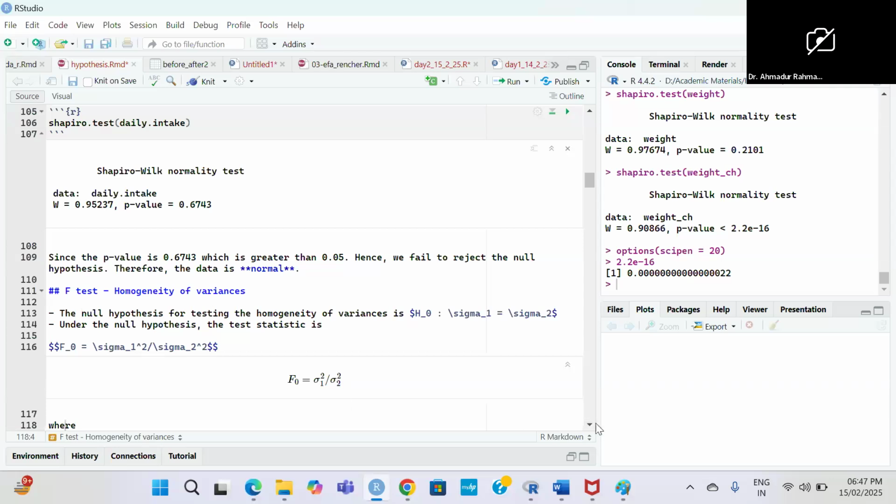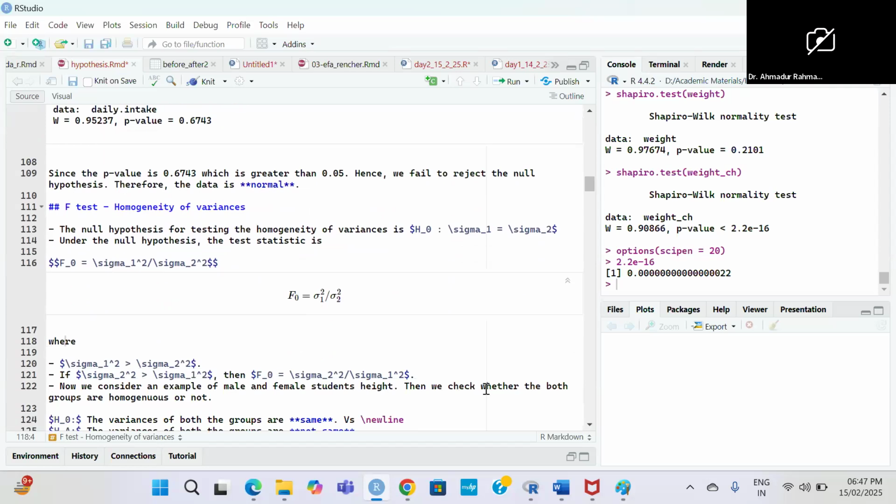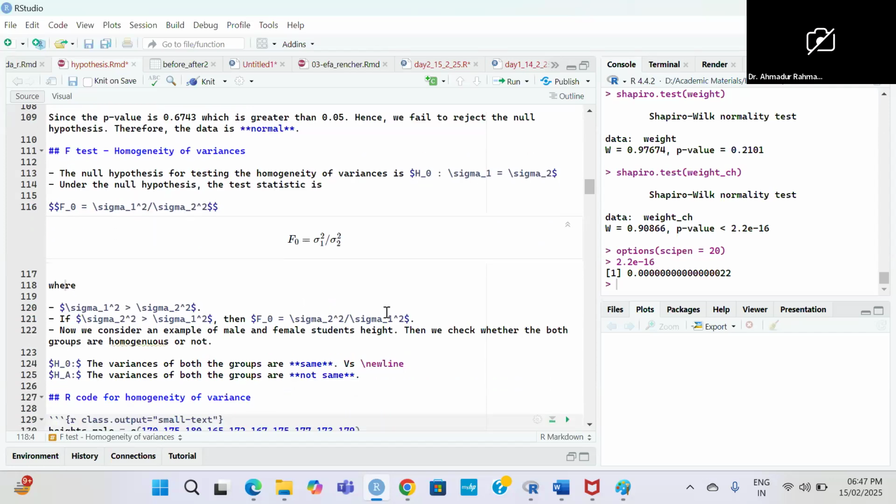Okay, so here we have calculated the variances of both the groups. See, F0 is equal to sigma 1 square over sigma 2 square, meaning the variance of the first group divided by the variance of the second group. The null and alternative hypotheses are also shown here. See, check this. Null: the variances of both groups are the same. Alternative: the variances of both groups are not the same.